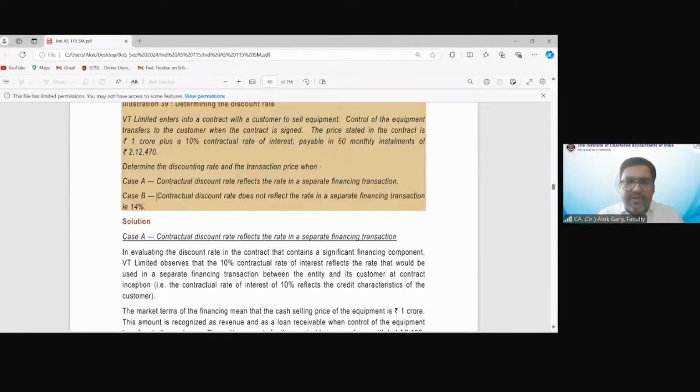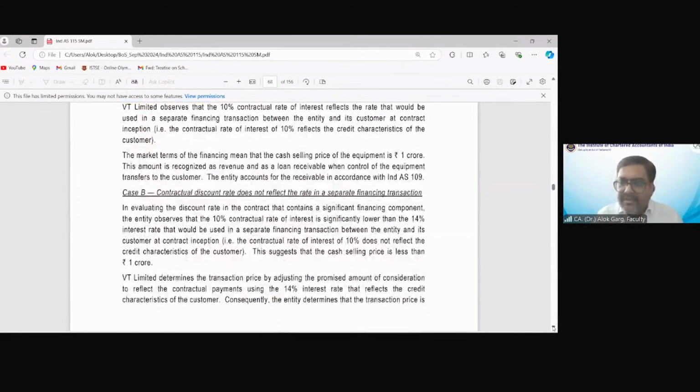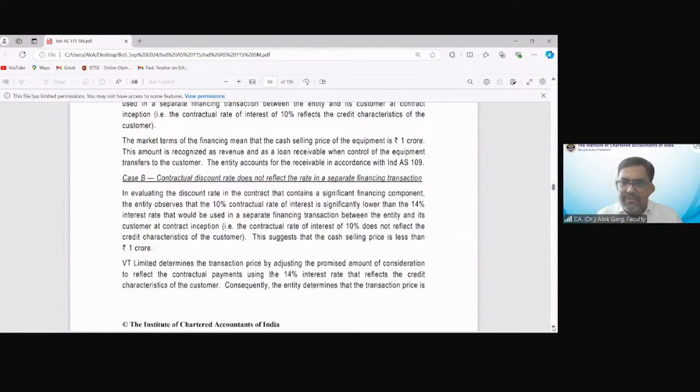Contractual discount rate does not reflect the rate in a separate financing transaction. That is 14%. So it is saying that the contractual discount rate, which is 10%, does not reflect the rate in a separate financing transaction, meaning the separate financing transaction rate is 14%. But the contractual discount rate is 10%. Are you able to understand this?